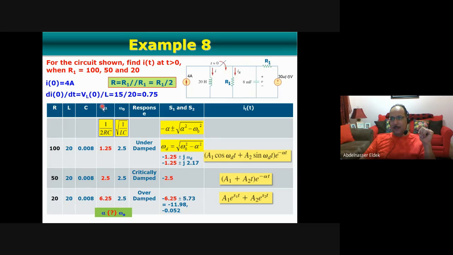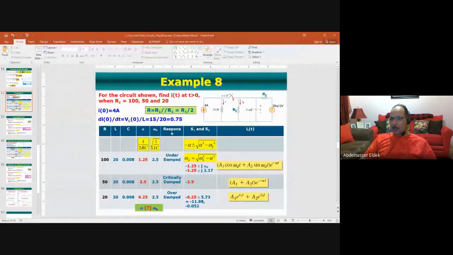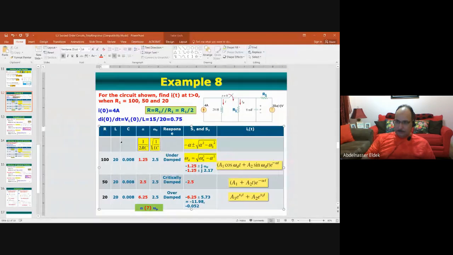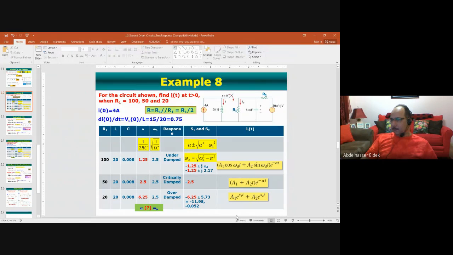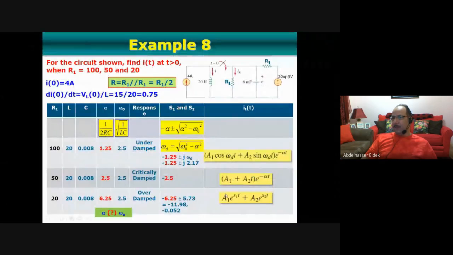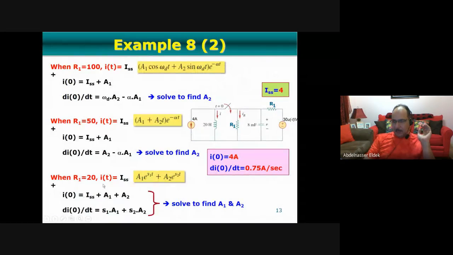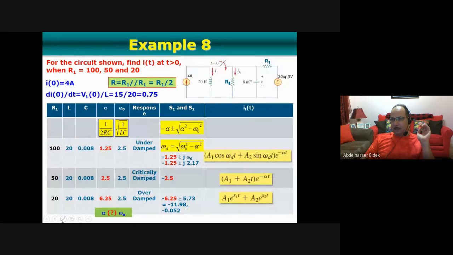So this is the value that we are using here. This is supposed to be R1, not R. So the value of R that we will use here is half of this R1 that we have in the table.